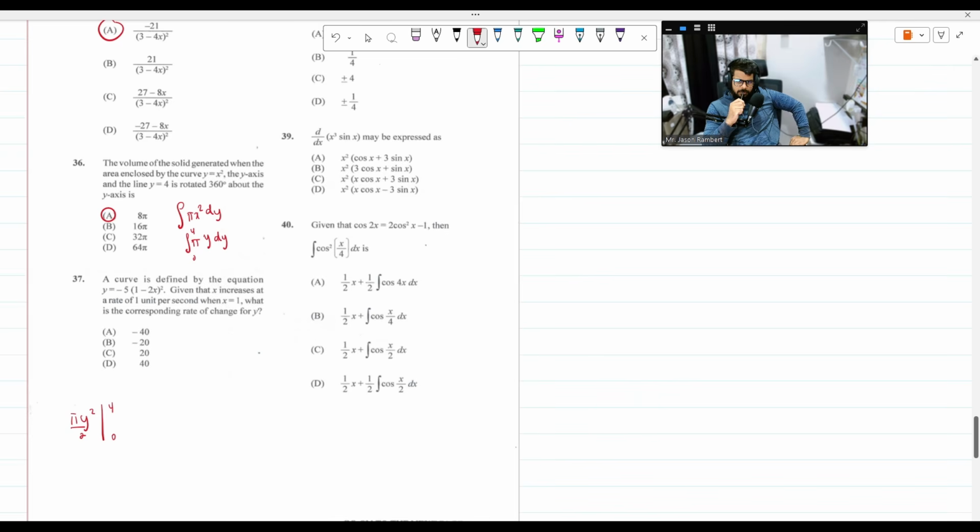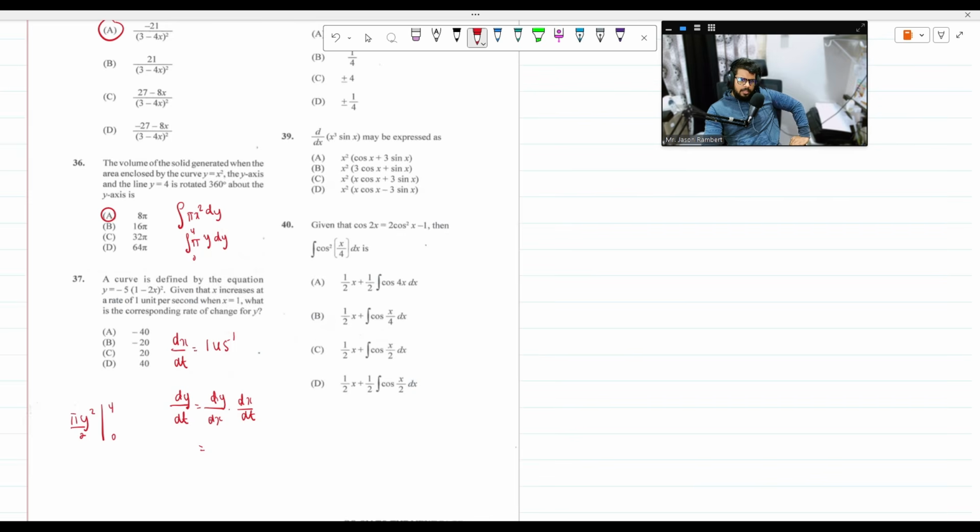X increases at a rate, so dx dt is equal to 1 unit per second. We want to get dy dt. Dy dt is dy dx multiplied by dx dt.